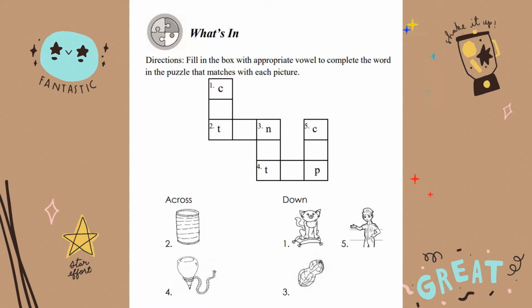For what's in, fill in the box with appropriate vowel to complete the word and the puzzle that matches with each picture. Number 1, what is this animal? Number 2, what is this thing? Number 3, what is this food? Number 4, what is this toy? And number 5, who is this man?